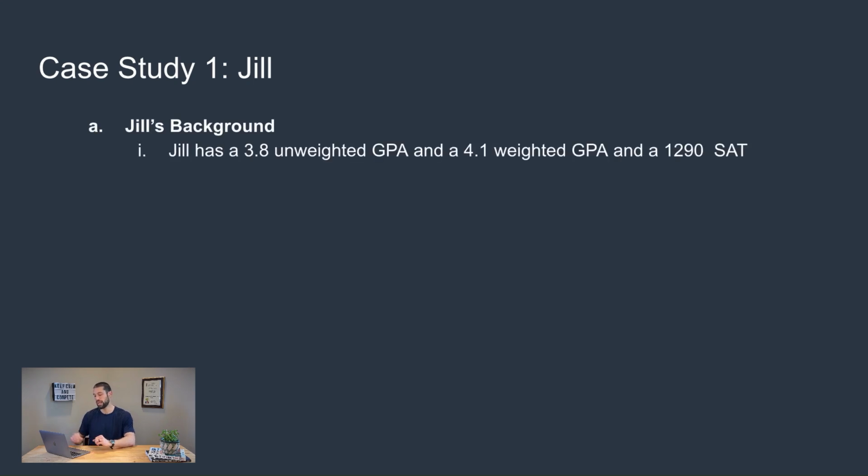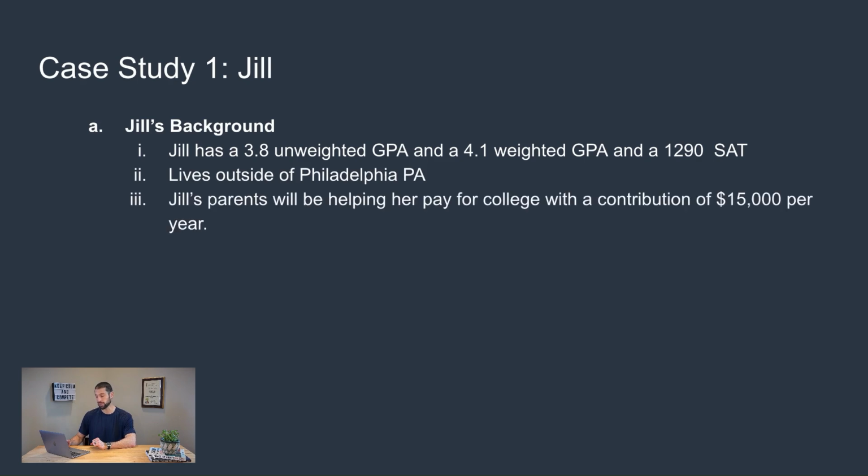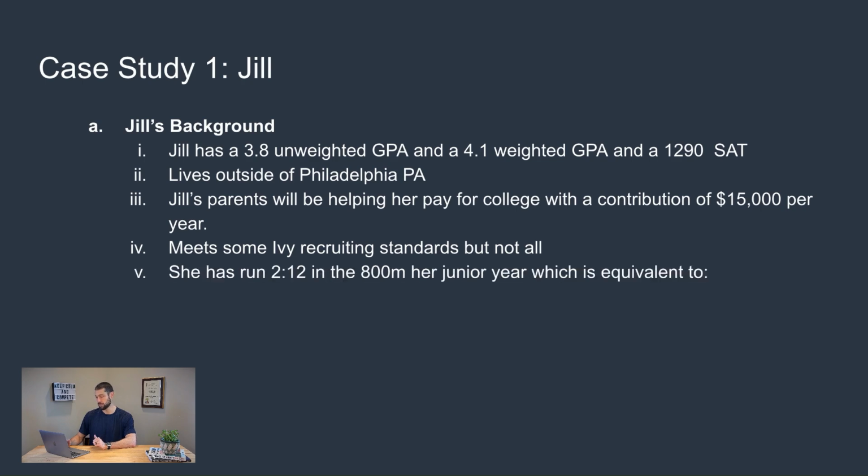Jill has a 3.8 unweighted GPA and a 4.1 weighted GPA with a 1290 SAT. She lives outside of Philadelphia, Pennsylvania, and her parents are going to be helping pay for her college with a contribution of $15,000 per year. She meets some of the Ivy recruiting standards, but not all of them.